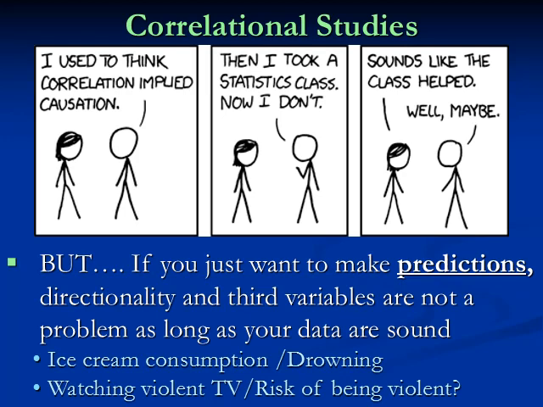In the example about violence and watching violent TV, if any of those possible causal paths were true, the ones that I mentioned on the last slide, well, if you know that a person watches a lot of violent TV, that still helps you predict, at least to some extent, whether he or she will be violent. Same thing with ice cream sales and drownings.